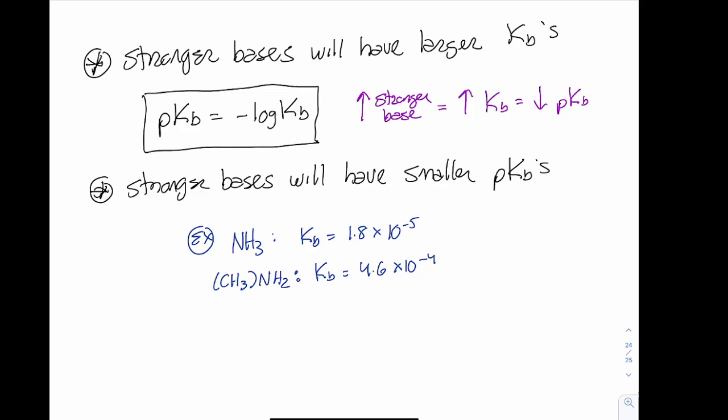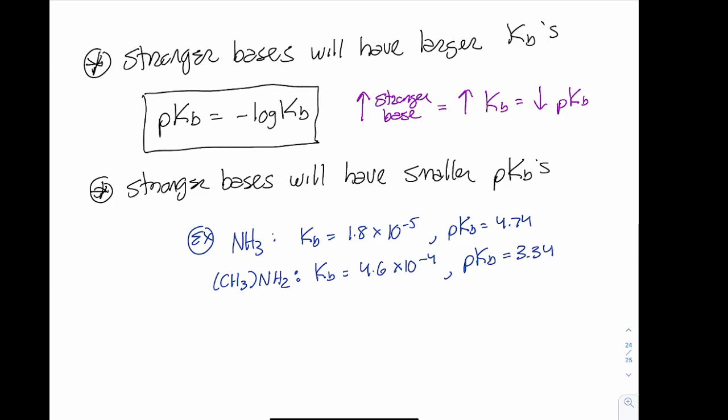If I wanted the pKb for both of those, I'm going to take the negative log. So I'm just typing that into my calculator here, negative log of 1.8 times 10 to the negative fifth. Comes out to be 4.74. And then I'm going to do a similar thing with methylamine. So the negative log of 4.6 times 10 to the negative fourth. My pKb is 3.34.